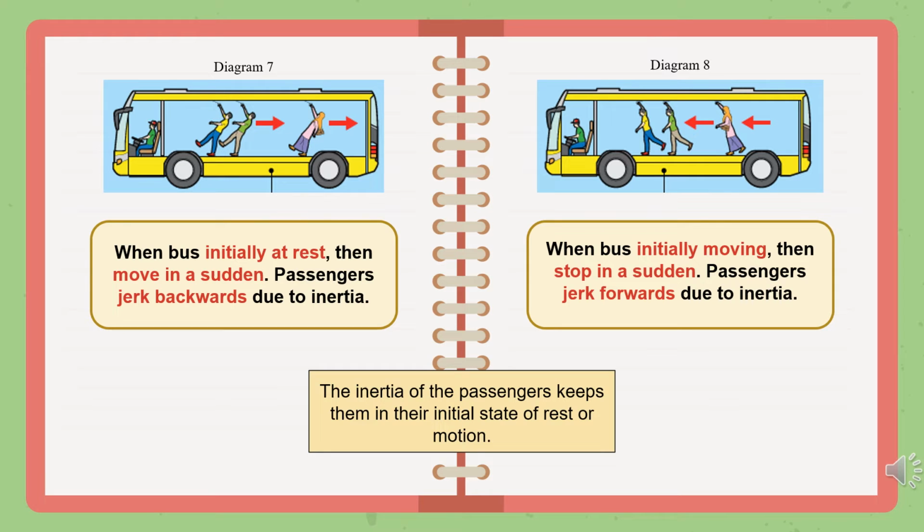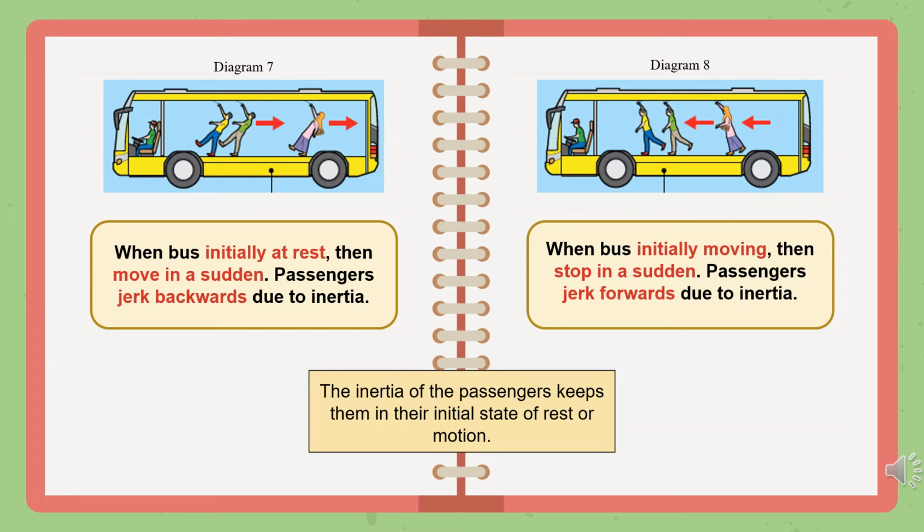Passengers in the bus also experience the effect of inertia. When the bus, which is initially at rest, suddenly moves, the passengers will jerk backwards due to inertia. The inertia tends to keep the passengers at rest.